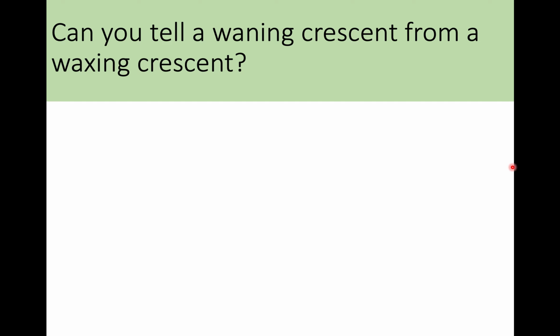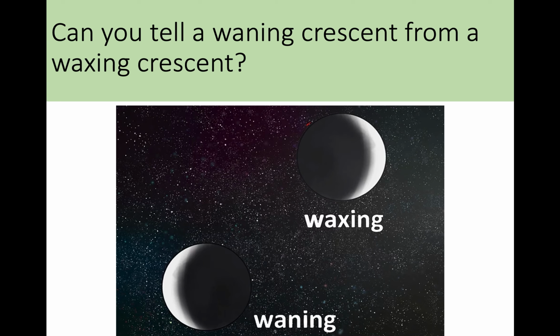So how can you tell a waning crescent from a waxing crescent? They're both a crescent shape. However, the difference is you can tell depending what side the crescent is on. A waxing crescent is going to be visible on the right side, whereas the waning crescent will be visible on the left side. So there is a difference. They're both crescent shaped, but depending on which side we're able to see, you can tell if the moon is waxing or waning.